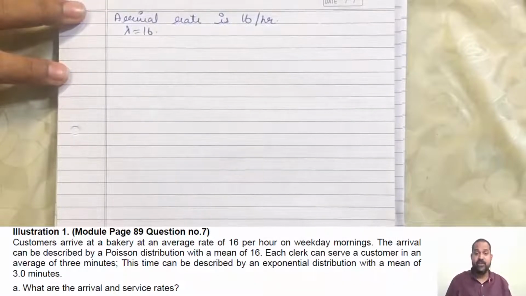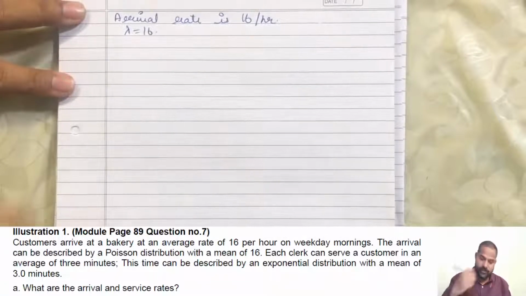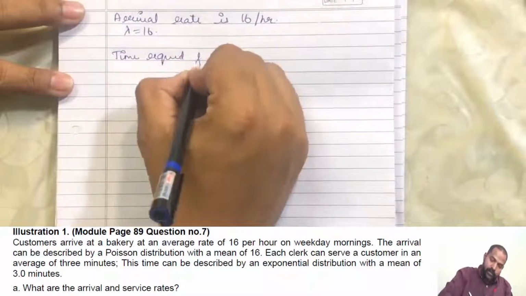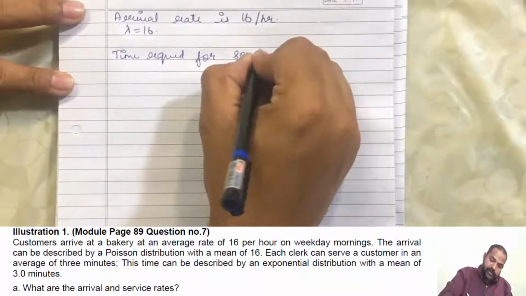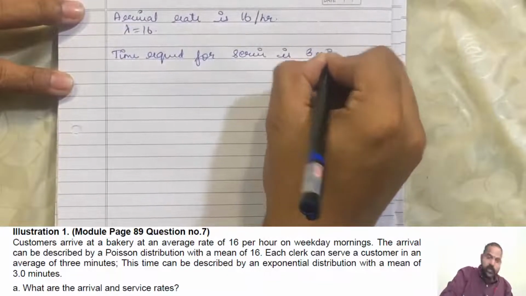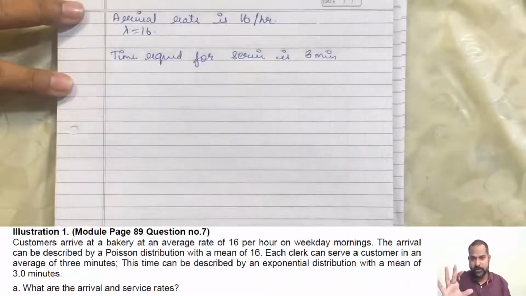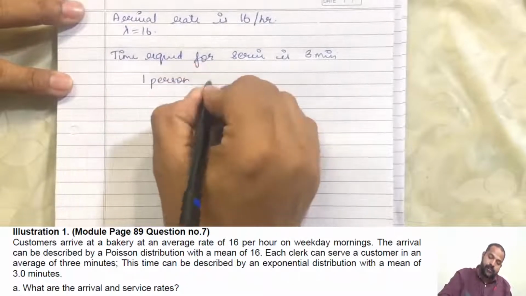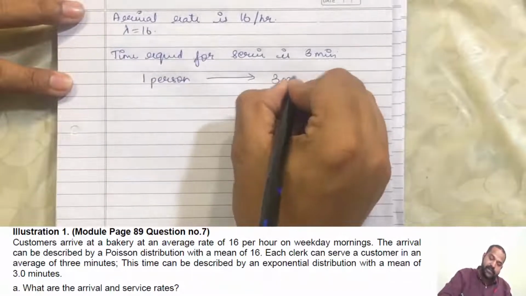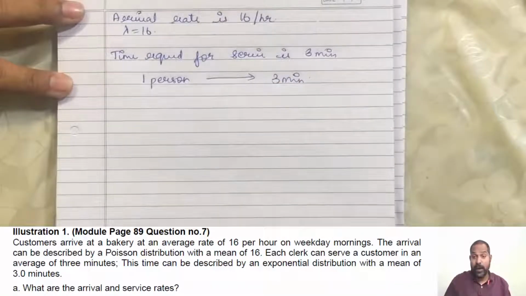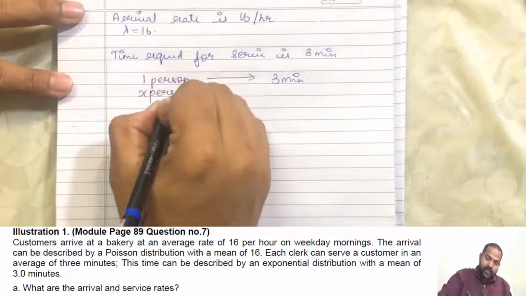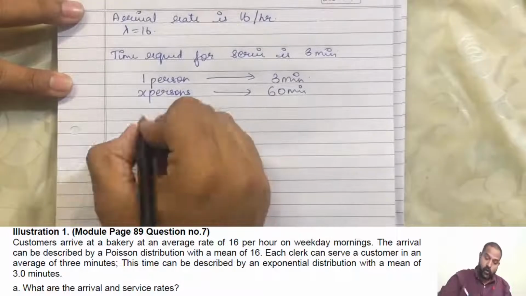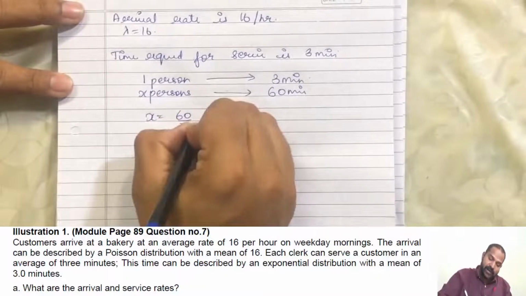Each clerk can serve a customer in an average of 3 minutes. So time required for service is 3 minutes. So for people who understand, 60 divided by 3 is your answer. But for people who don't, basic. One person gets served in 3 minutes. I want to know in 1 hour. So X persons get served in 60 minutes. Cross multiply. X is 60 by 3, 20.